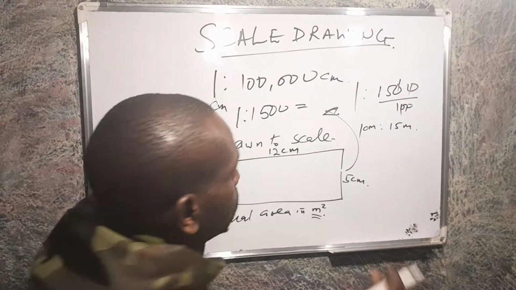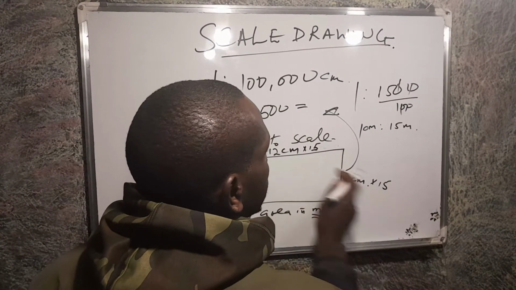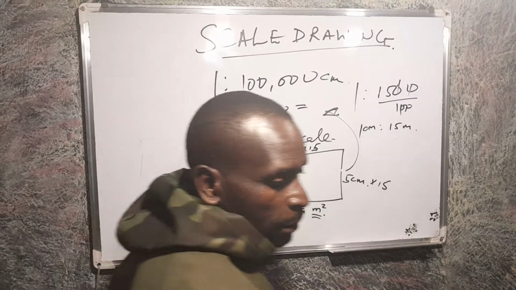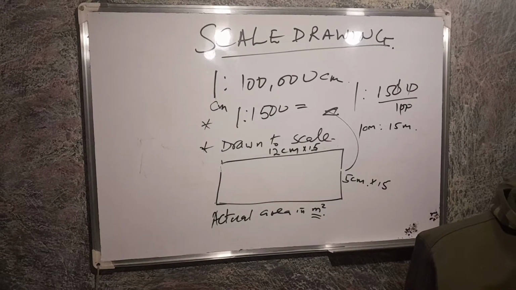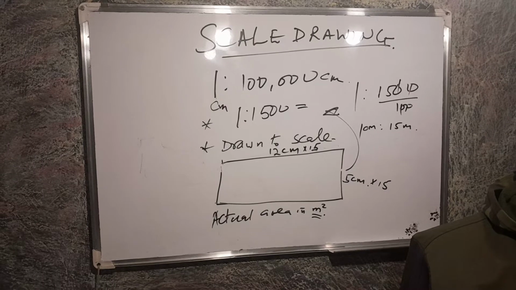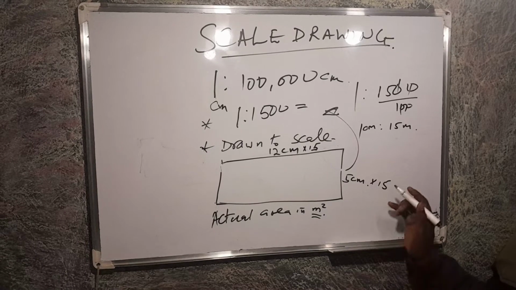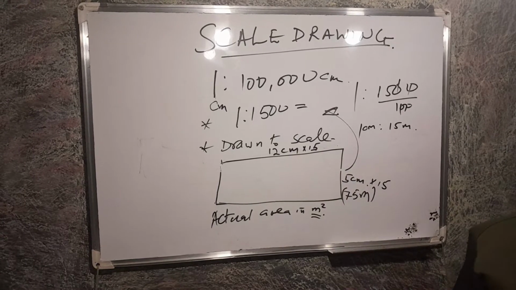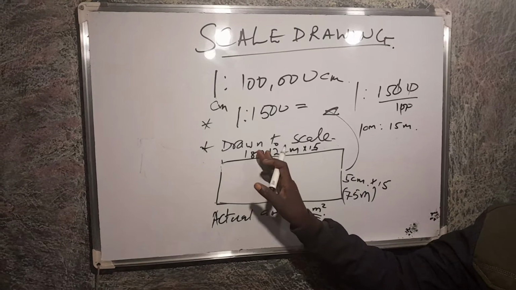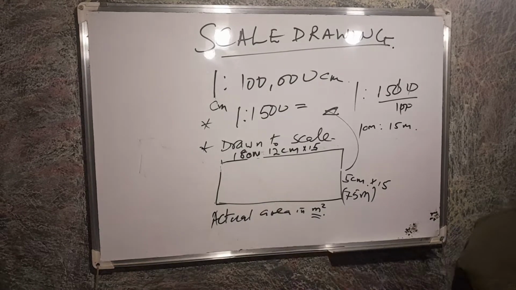So now multiply by 15. What does 12 times 15 give you? It is 180. And 5 times 15 is 75. So the length here is 180 meters, and the width here is 75 meters.